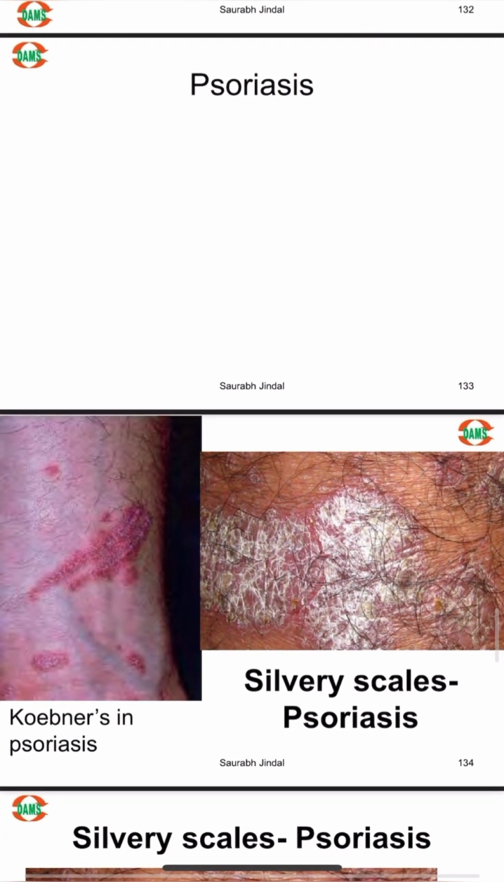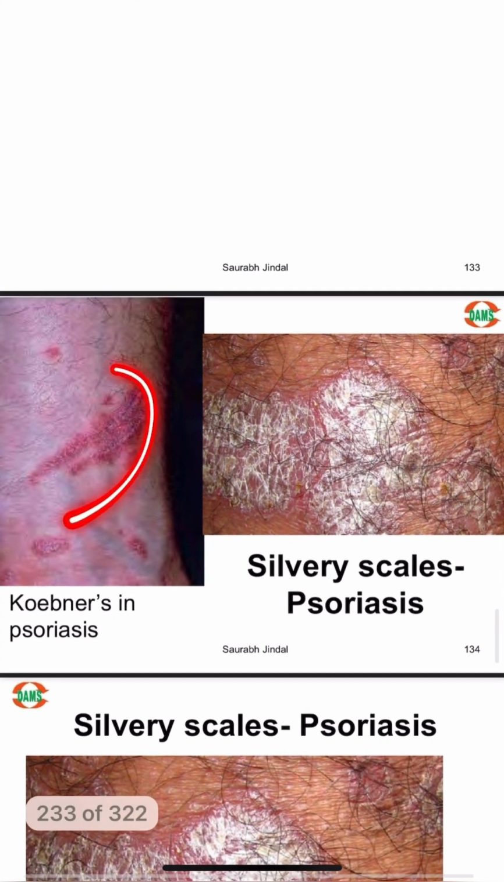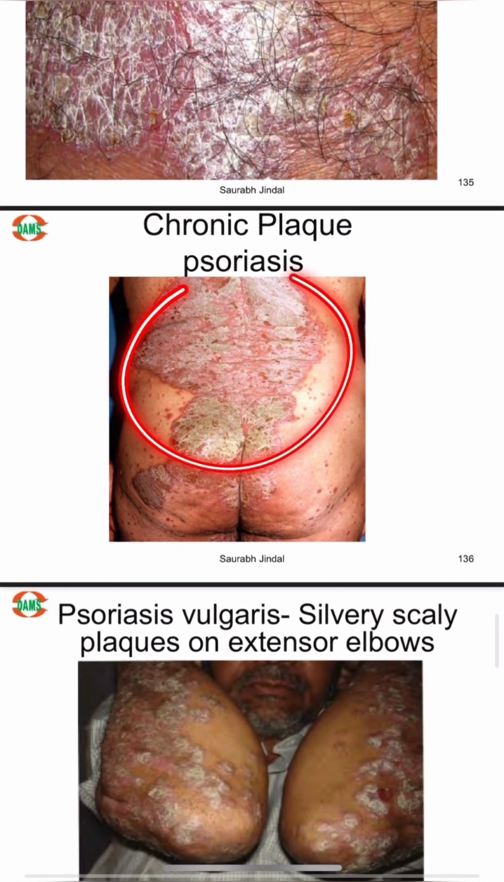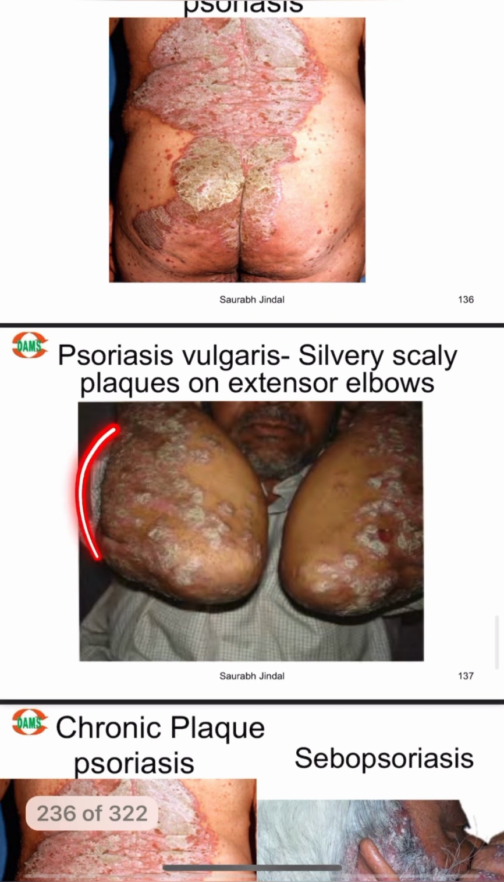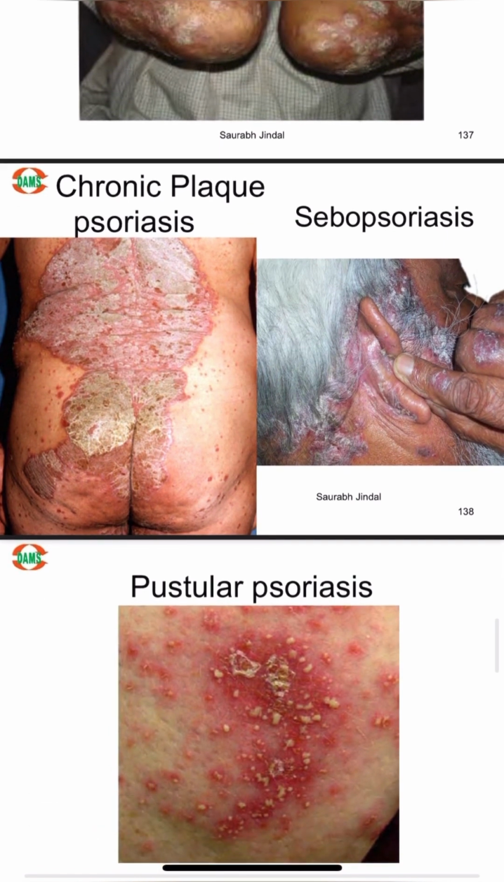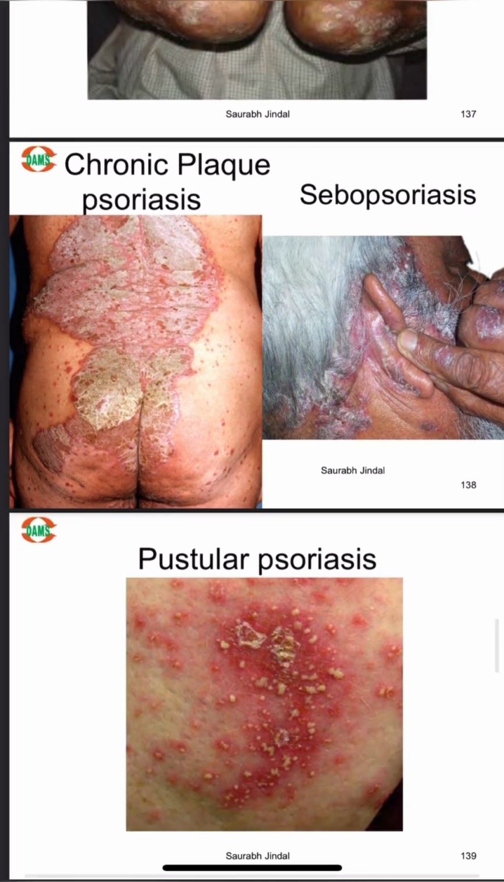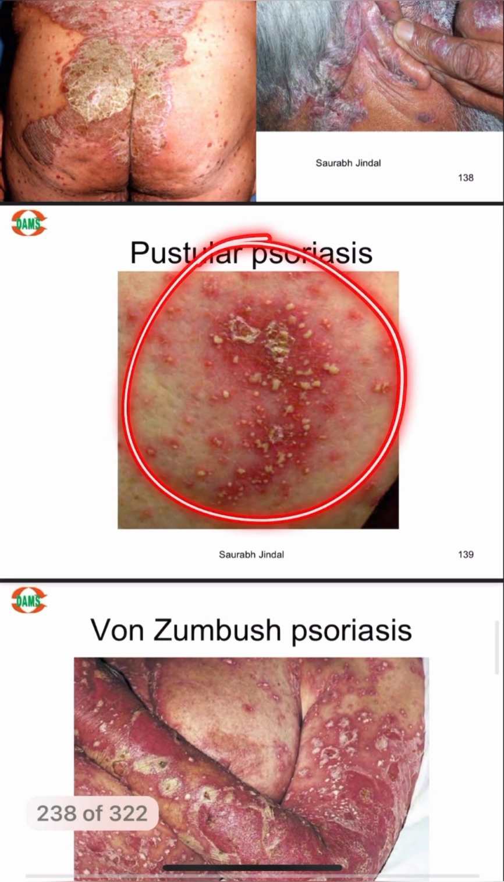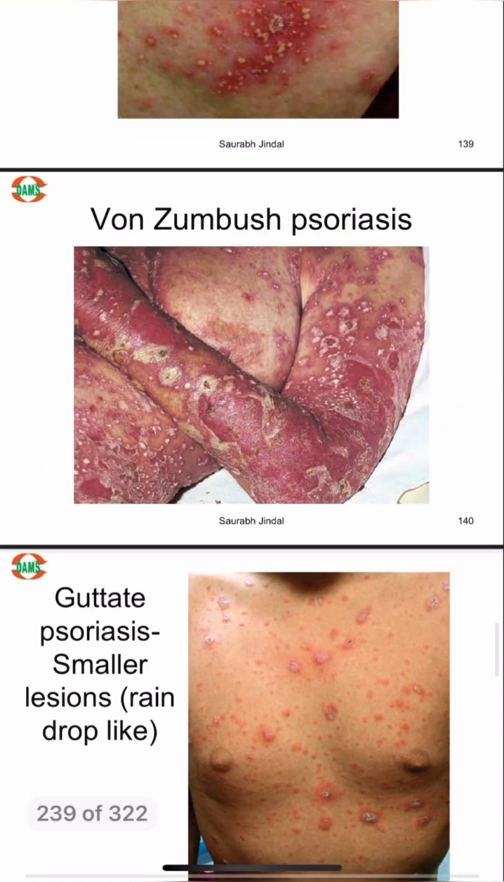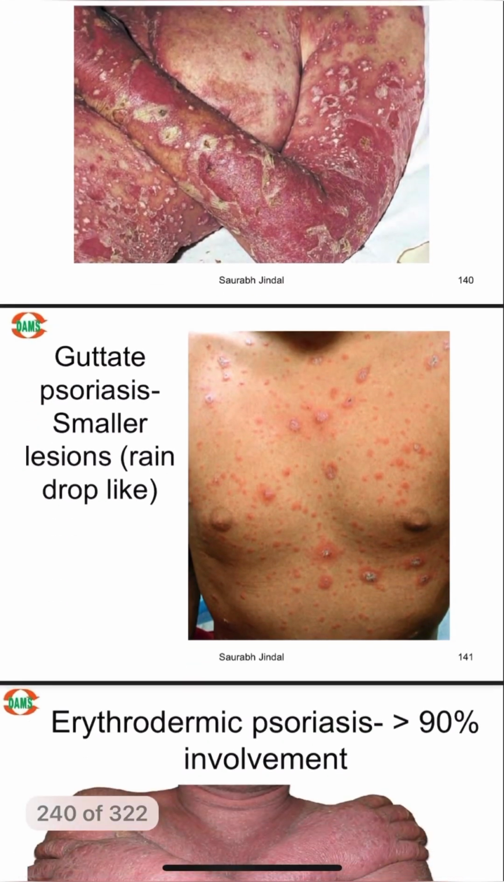Now let us see some psoriasis pictures. This is Koebner's phenomenon, silver scales, chronic plaque. This is psoriasis vulgaris on the extensor surface. This is sebopsoriasis, pustular psoriasis. Von Zumbusch psoriasis. Guttate psoriasis, here smaller lesions are seen, raindrop-like.